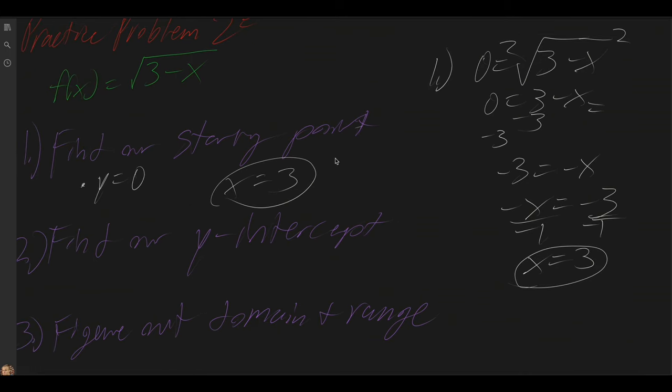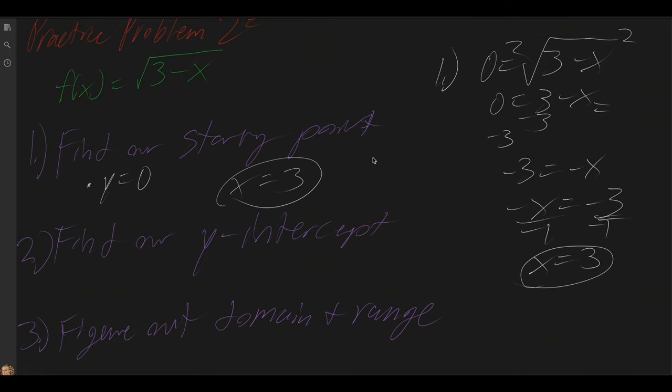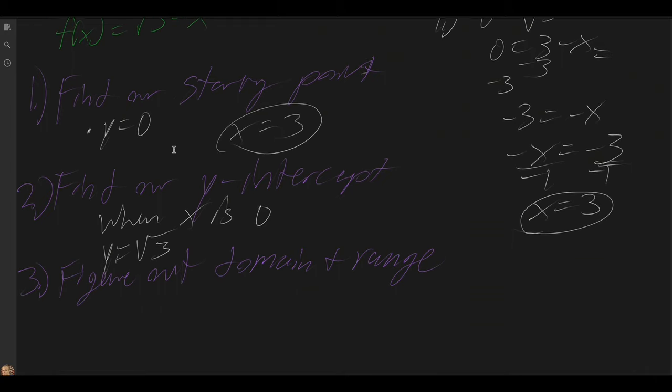Then we have to figure out the y-intercept. And it's super, super, super easy. All our y-intercept is when x is 0. And it looks like it's just the square root of 3. That's pretty much it. That is our y-intercept. That's when we plug in 0 to here. We just have the square root of 3. And then we have to figure out our domain and range.